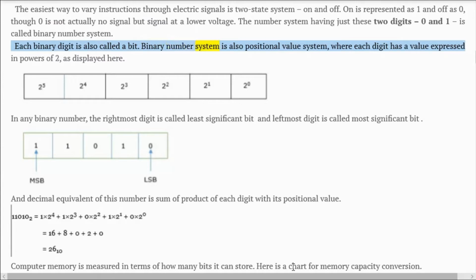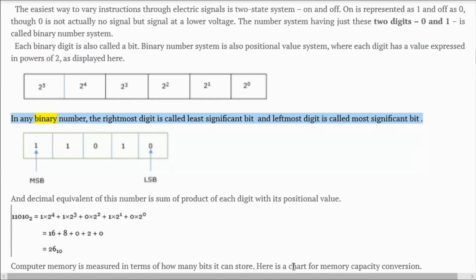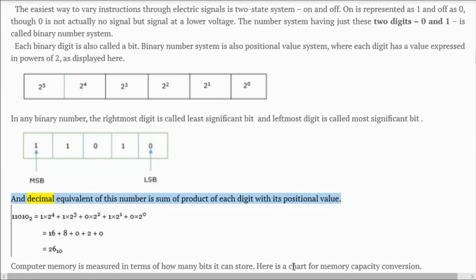Binary number system is also a positional value system, where each digit has a value expressed in powers of 2, as displayed here. In any binary number, the rightmost digit is called least significant bit and leftmost digit is called most significant bit. And decimal equivalent of this number is sum of product of each digit with its positional value.